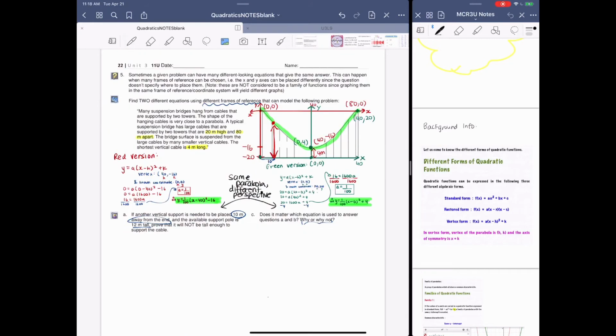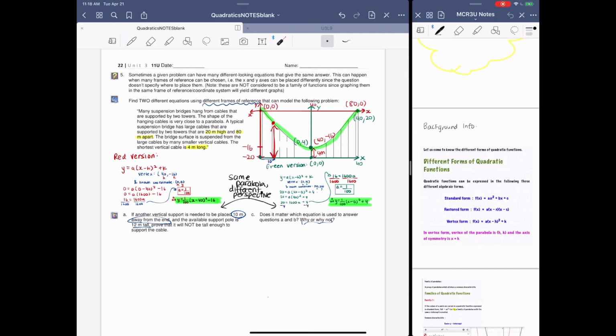Okay, part A. So if you look at the question, I basically need the supports to be 10 meters away from my bridge here and here. And they want me to check whether having it as 12 meters is fine. So what I'm going to do is write the red version. Well, for my red version, if this is 10 meters apart, that means my x value is 10 because this is my origin.